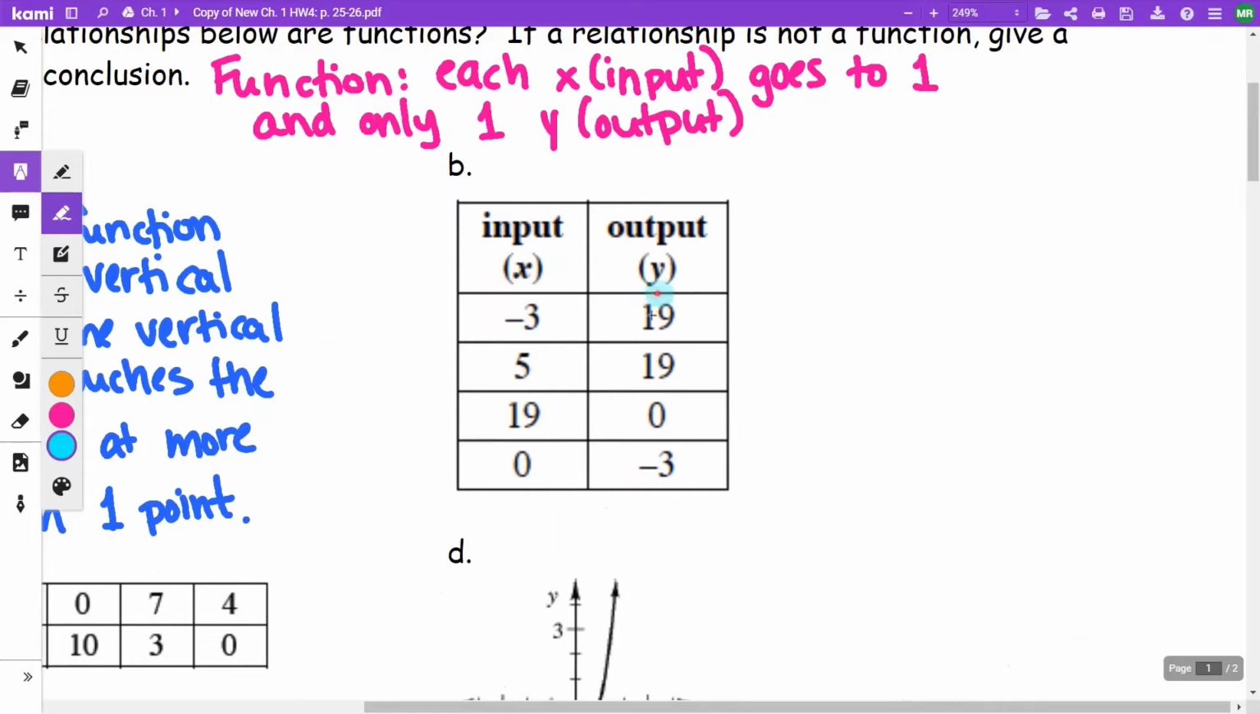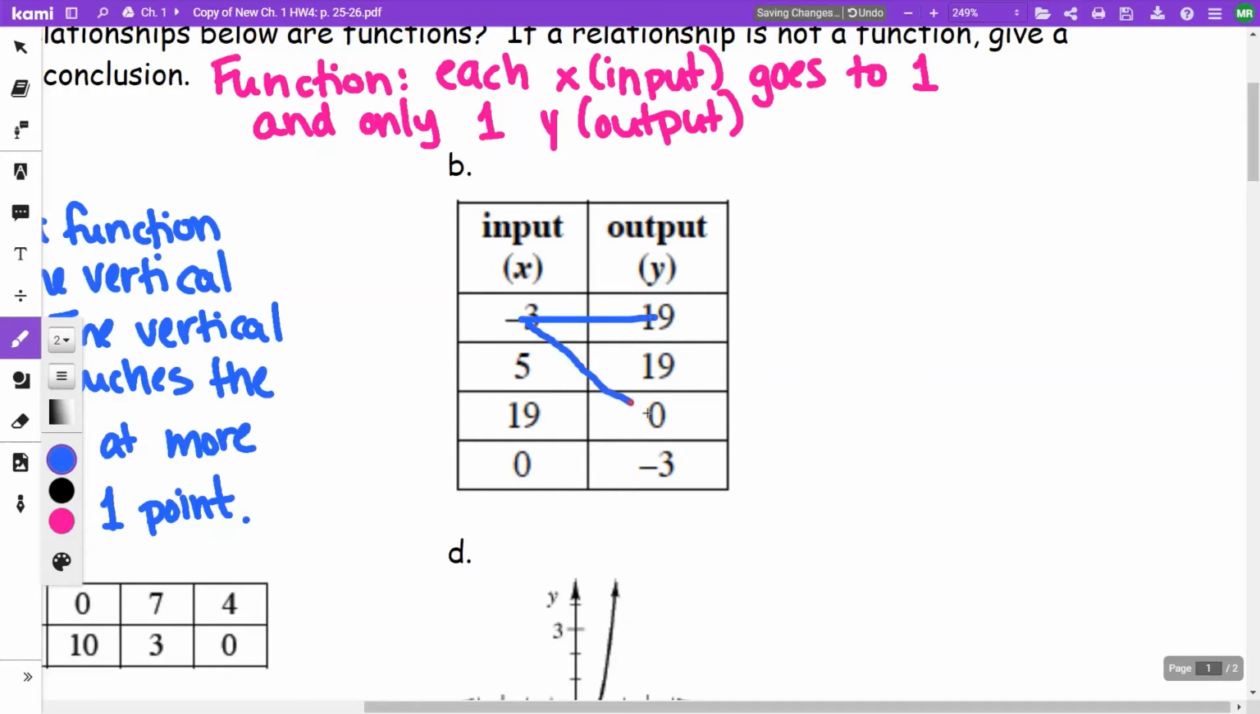Don't be concerned about this 19 and this 19. I can have each of my x's go to 19. That's not a problem. I just cannot have -3 go to 19, for example, like it does, and then go to some totally different number. That would be a problem. So this one here is a function. And so I'm going to say function.